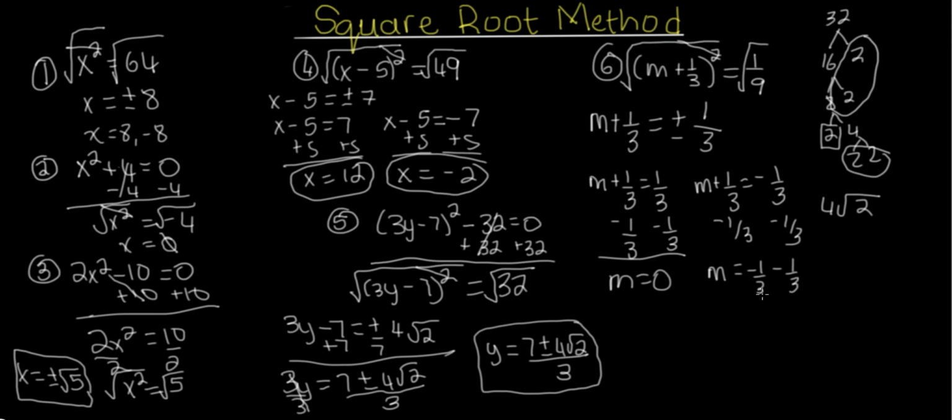Remember, you just need your denominator to be the same, and then you can go ahead and combine the numerator. So since my denominator is the same, I don't even have to worry about that. So you do negative 1 minus 1, which is negative 2, and you keep your denominator the same. So the answer here would be negative 2/3 and also 0.